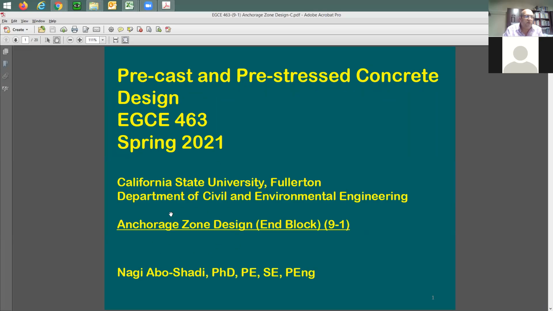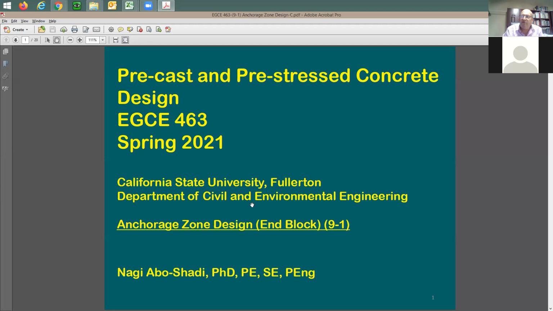We call this the anchorage zone design. In some cases, it's called end block. And we're going to have here 3 slide sets on it. So this is going to be slide set number 9.1, the first one. Then I'm going to have 9.2 and then 9.3. I posted already 9.1 and 9.2. 9.3 is going to be coming very soon. So what happened, I split this anchorage zone design into 3 slide sets, if you like.